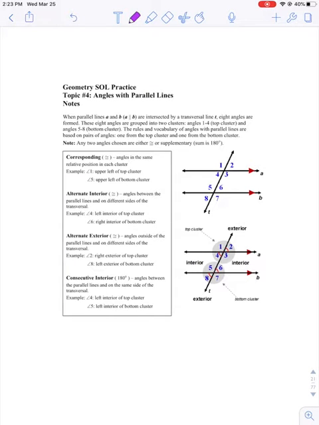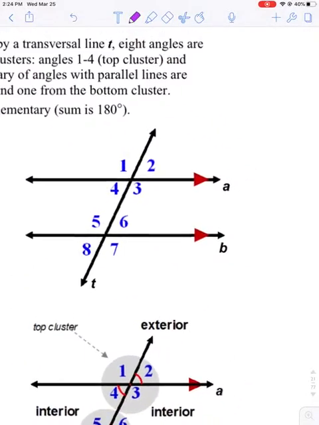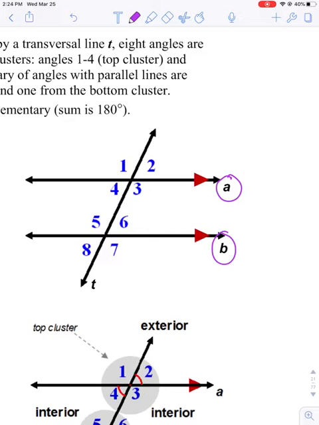Hi there. Today we're going to be talking about the special relationships that exist when you have parallel lines and all of their angles. The angles you have here in these little pictures are a very common type of diagram. The basic idea is that lines A and B, these two lines, are parallel, and they're signaled as parallel by these little arrows.